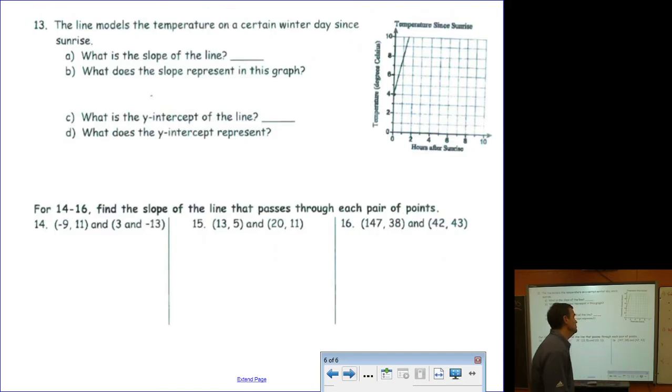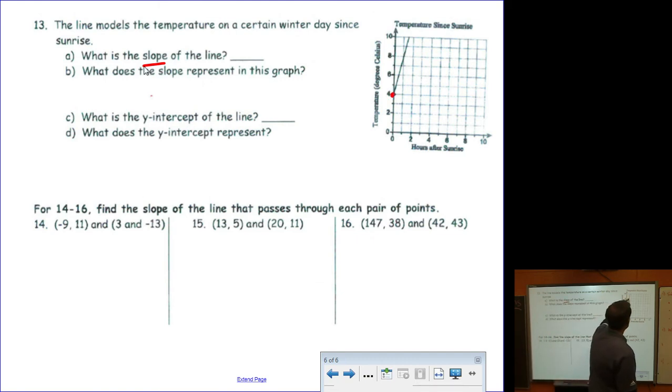Finally, we have a review problem here. It asks, what's the slope of the line? So I'd come over here and find my two good points, and I'd make a triangle. Let me look at the scale. The scale is it's going by ones. So it'd be up 4 boxes over 1. It is 4 over 1, or just 4.